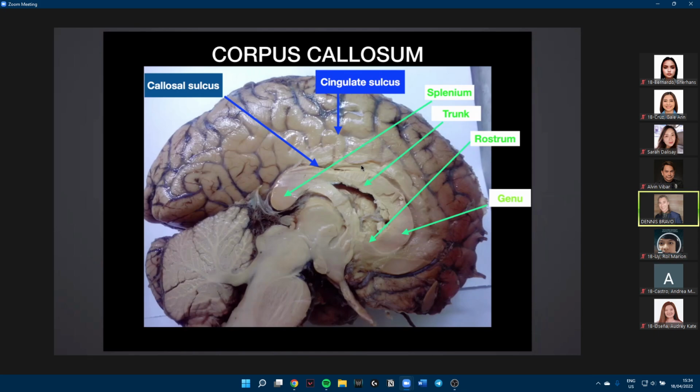Now, separating the cingulate gyrus from the corpus callosum is what we call the callosal sulcus. So, in other words, the cingulate gyrus is sandwiched between two grooves, the callosal sulcus inferiorly and the cingulate sulcus superiorly. And as you know, the cingulate sulcus continues upward into what we call the marginal sulcus, which of course surrounds the area known as the paracentral lobule.